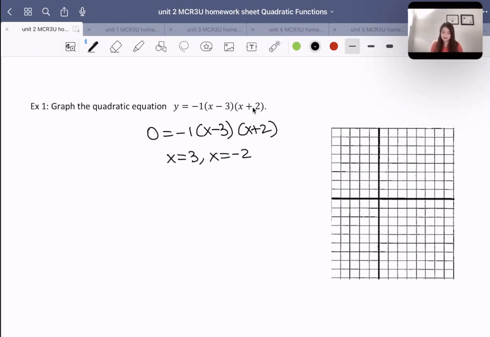And so if we plug in x equals 3 into this equation, we end up with 0 times -1 times 5, which is 0. Or if we plug in -2, we end up with -5 times -1 times 0, which is 0. And so both of these two answers work, and no other answers will work, right?